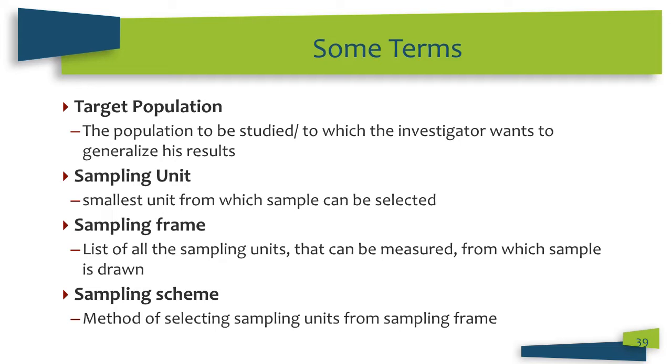So target population is the larger group to which you will hopefully generalize your conclusions. What is a sampling unit? It is the smallest unit from which a sample would be collected. So in that case, our unit would be that young boy who is playing cricket. Sampling frame: you list all the sampling units that can be measured, from which you will take the sample. So your sampling frame here is the young boys who play cricket in Islamabad.